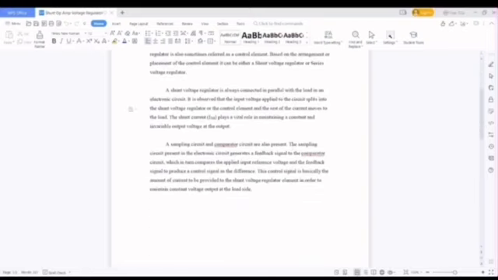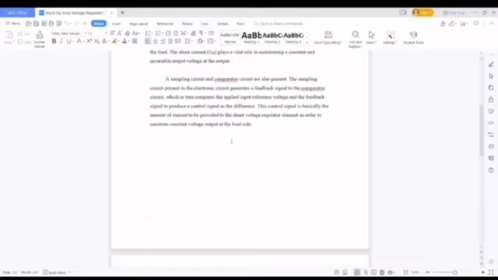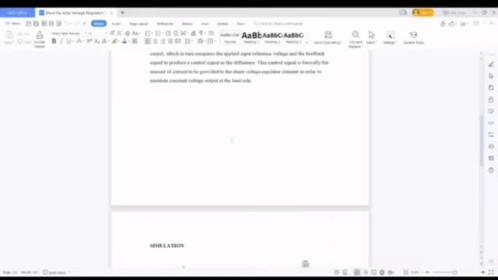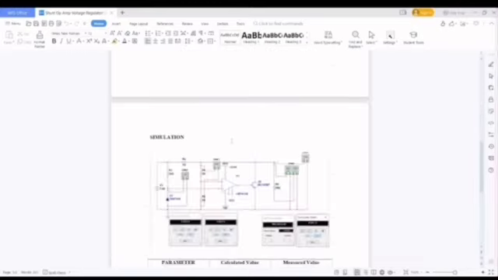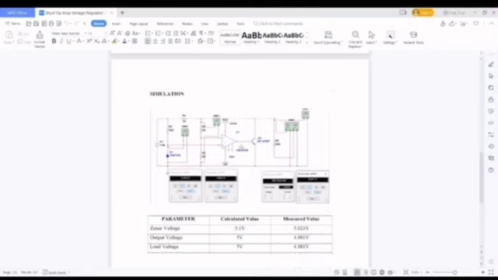A sampling circuit and comparator circuit are also present. The sampling circuit present in the electronic circuit generates a feedback signal to the comparator circuit, which in turn compares the applied input reference voltage and the feedback signal to produce a control signal as the difference. This control signal is basically the amount of current to be provided to the shunt voltage regulator element in order to maintain a constant voltage output at the load side. Here we can see that we use the op-amp and Zener diode to regulate the DC power supply.